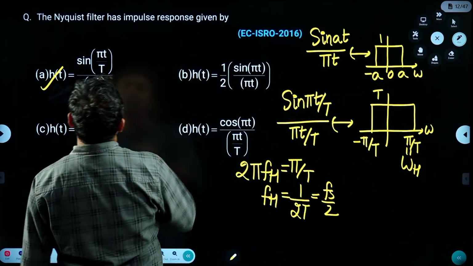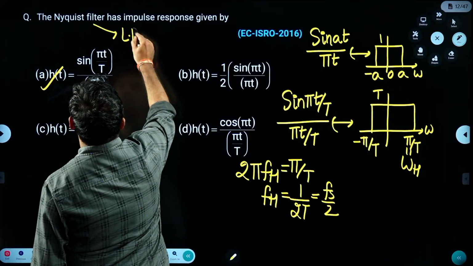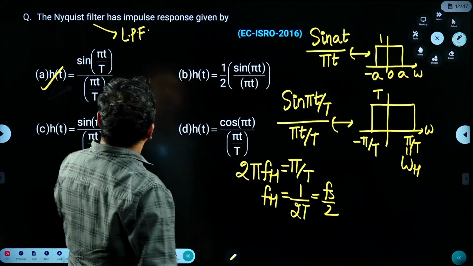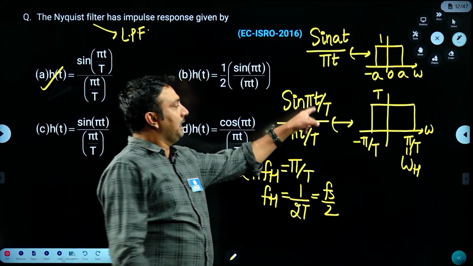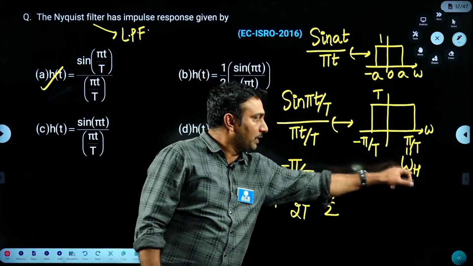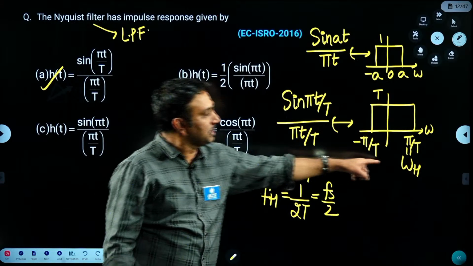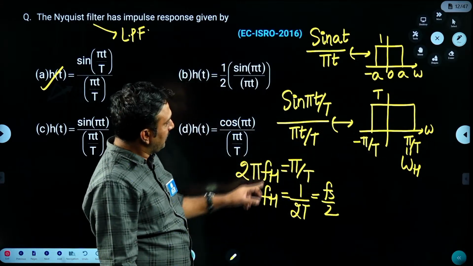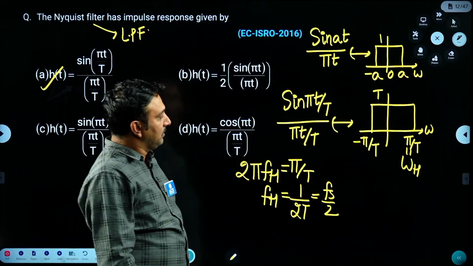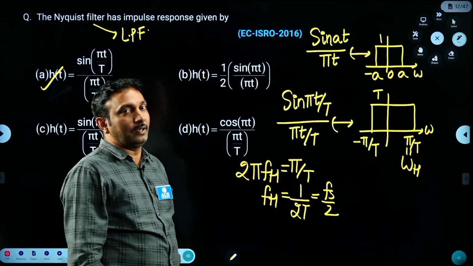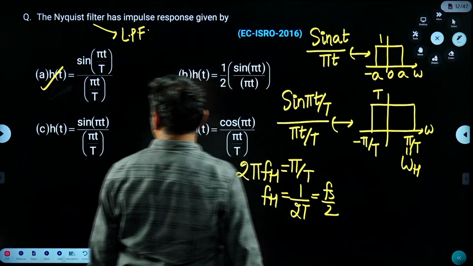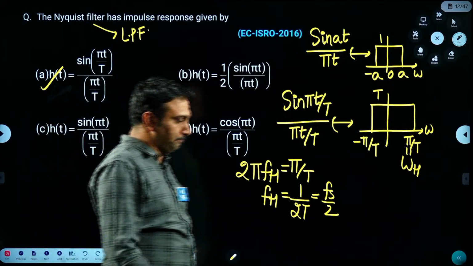So the Nyquist filter must be a low pass filter. So option A is correct. Sin a t by pi t form, this is the standard spectrum which has the highest frequency pi by T. Omega h is 2 pi fh, fh becomes 1 by 2T, which is nothing but fs by 2. That itself is the highest analog frequency, which is generally called the Nyquist frequency.